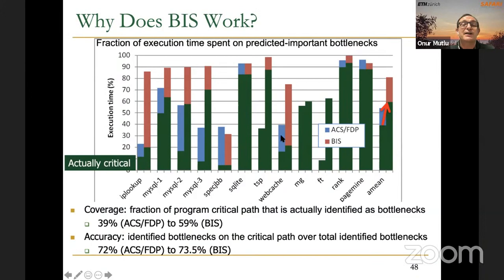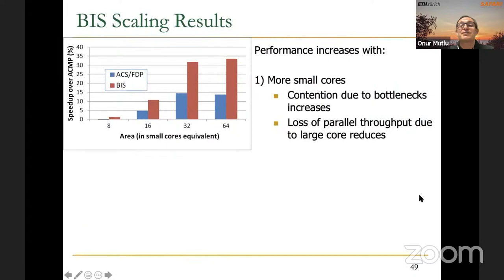So the acceleration mechanism is independent of how you identify the bottlenecks. If you can identify them accurately with high coverage, you can potentially use something else. And that's for future work to investigate. Okay, let me give you some scaling results also.